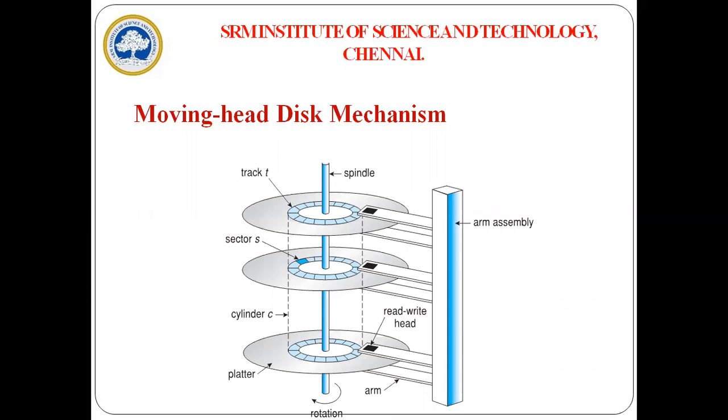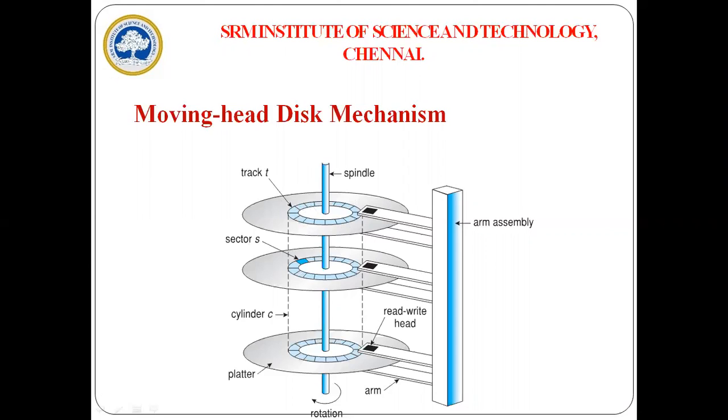So this is the diagrammatic representation of your disk. Here each and every platter, this is your platter. Each and every platter is subdivided into circular tracks. So this is one track and this is another track. Like this, each and every platter is divided into circular tracks. The tracks are further subdivided into sectors. So this is one sector, this is another sector, likewise.